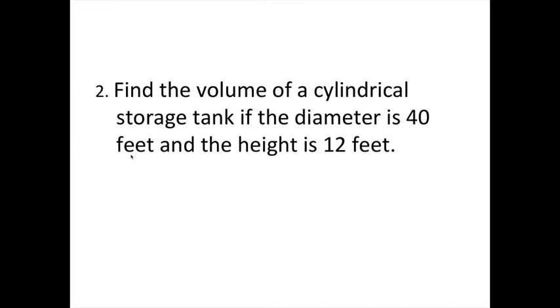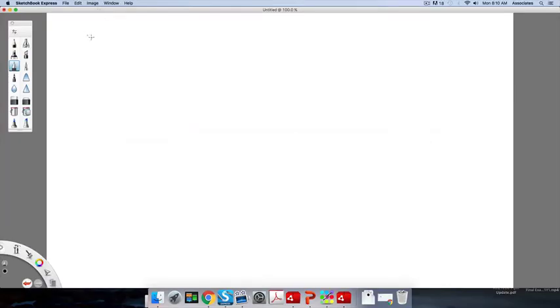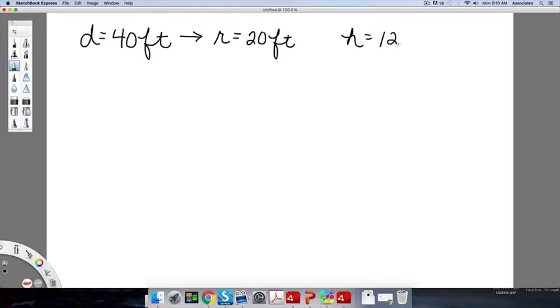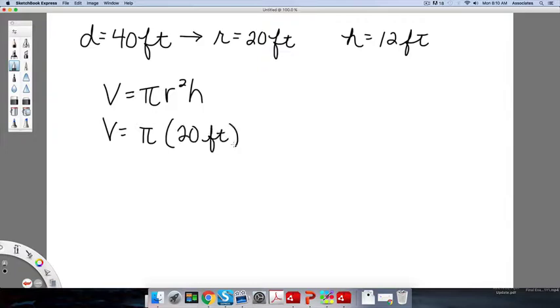So let's go to our slate, and we know that the diameter is 40 feet. Remember, the diameter is twice the radius, so if the diameter is 40 feet, that means the radius must be 20 feet. The labels stay the same, and the height was 12 feet. All right, so make sure those are the numbers that you're going to punch into your calculator. So here we go. The right formula is volume equals pi r squared h. So we put in pi, the radius was 20 feet, and we're going to square that, and the height is 12 feet.